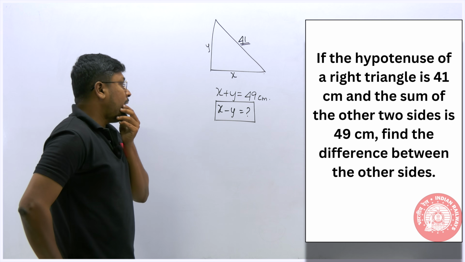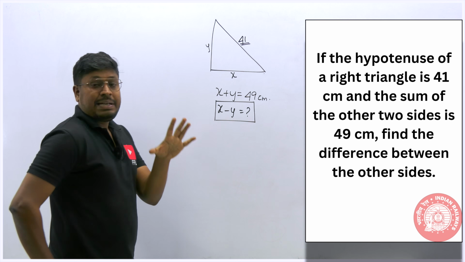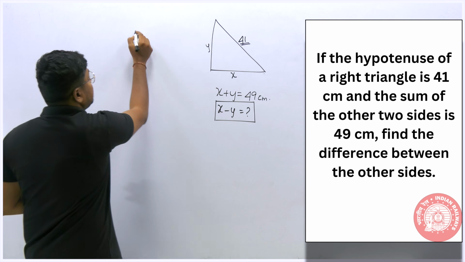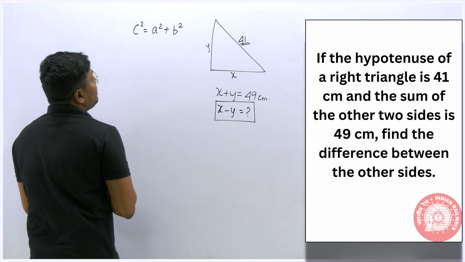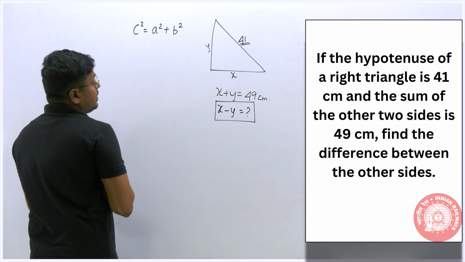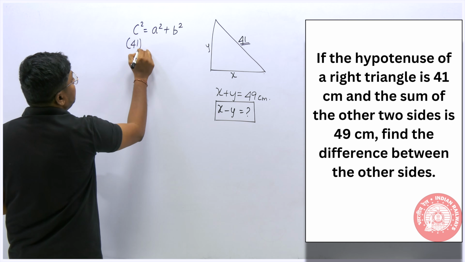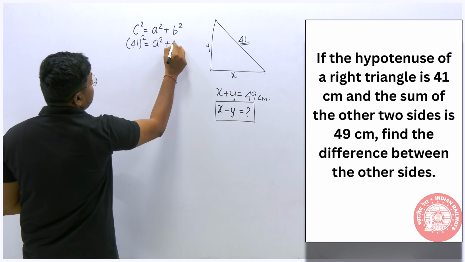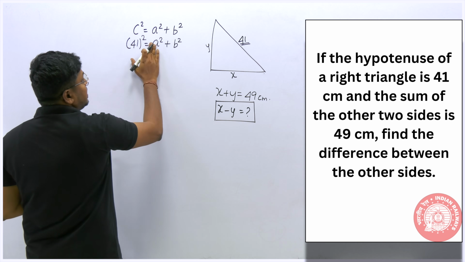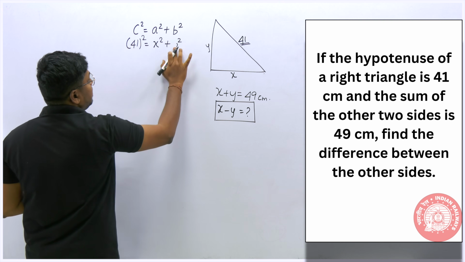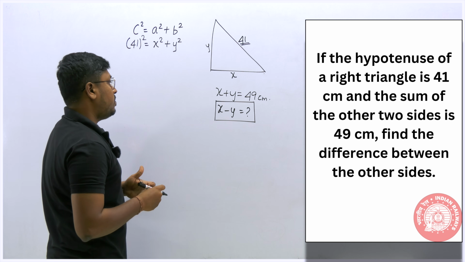So what we can do here is, according to the Pythagoras theorem, right? What is the Pythagoras theorem? C square is equal to A square plus B square. So this is the Pythagoras theorem we know. So C value is nothing but 41. So 41 the whole square is equal to A square plus B square. Actually A square plus B square, that is x square plus y square. So let's consider this as x square and this as y square. But both the values are unknown, right? We don't know both the values.